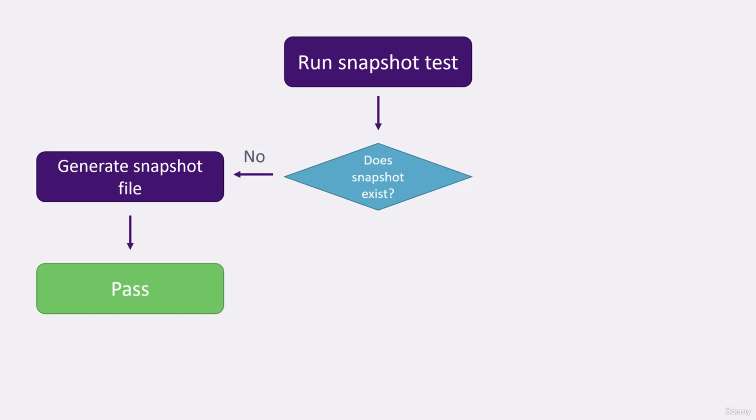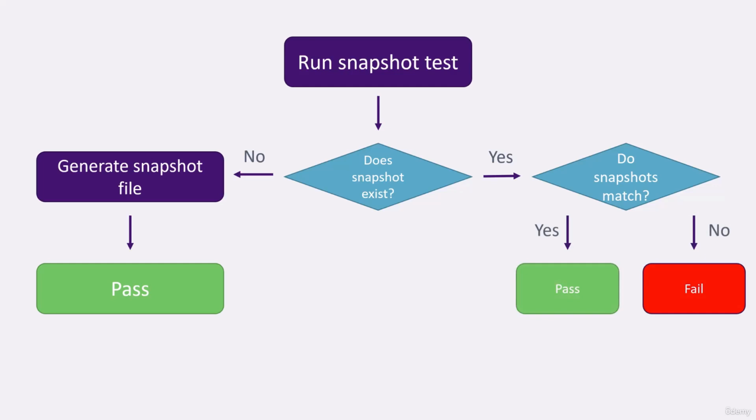If a snapshot exists, it'll generate a new snapshot. The latest snapshot will be compared to the last generated snapshot. If the 2 snapshots don't match, the test will fail. If they match, then the test will pass. This is a high-level overview of how snapshots work.